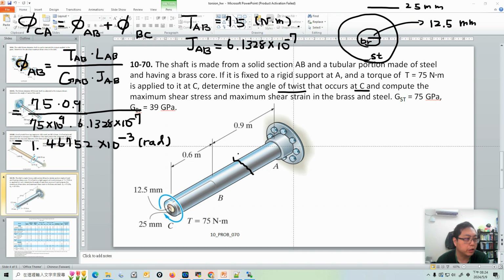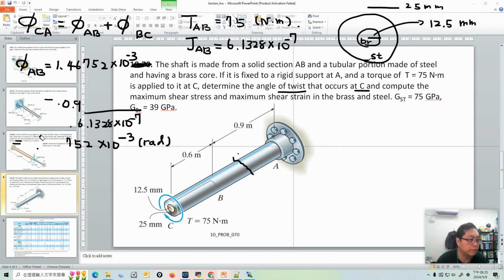Okay, I just erase this and take a note. Phi AB is equal to 1.4675 times 10 to the power minus 3.